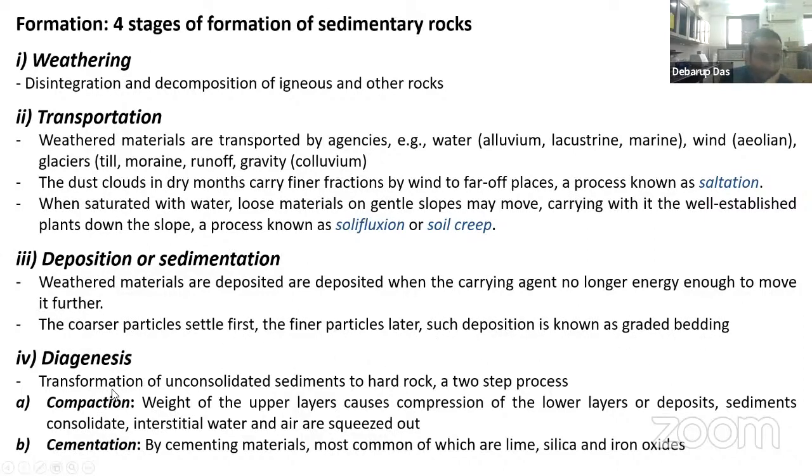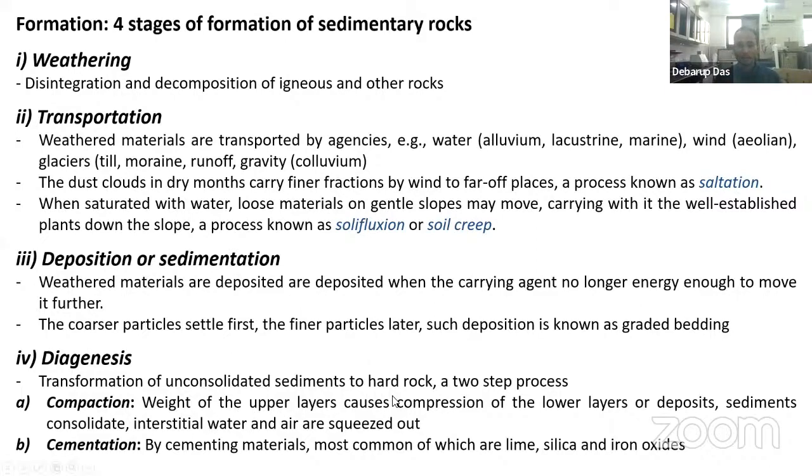Now diagenesis occurs in the final step. It is the transformation of unconsolidated sediments. Unconsolidated means loose sand, silt, clay, gravel, small rocks, which have been broken by weathering. These unconsolidated materials will transform through a two-step process, compaction and cementation. Compaction means thousands of tons of layers of materials are being deposited. Under the pressure of the above layers, the lower layers will be compacted, and any liquid or air will be squished out of them.